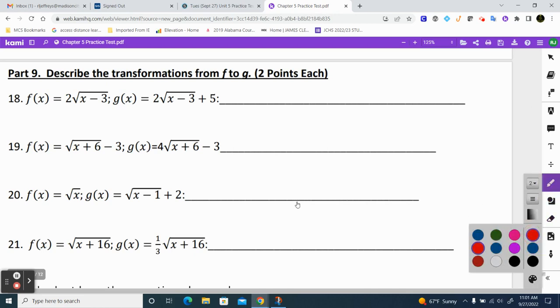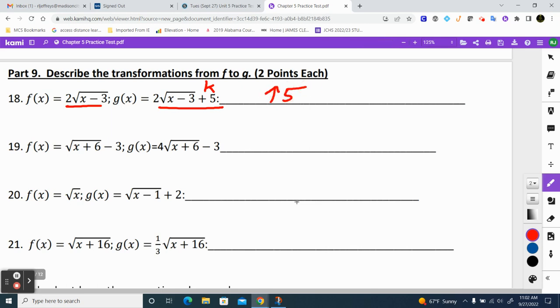Kind of like what they used to do on Sesame Street. One of these things is not like the other. It's changed by a plus 5. Well, that's our K value. That means it goes up 5. Bam. Here's the original. Here's what we have. What has changed? We have a 4 right here in our A spot. So this has a stretch of 4.